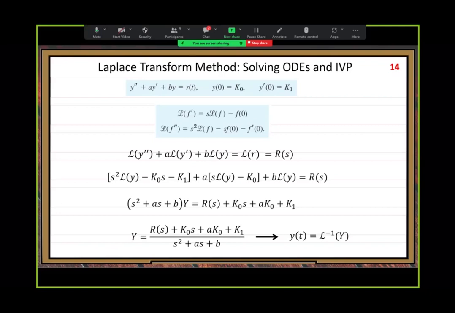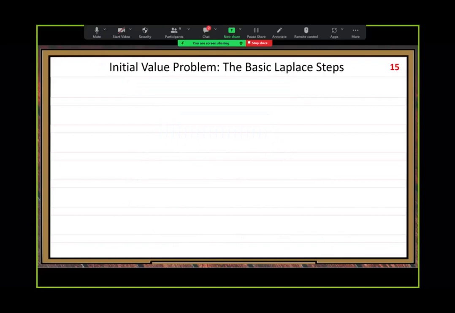Here you can see it's a good improvement, right? Good improvement. All right. Next, let's solve a concrete one, not an abstract, generic one. A concrete initial value problem, the basic Laplace step.